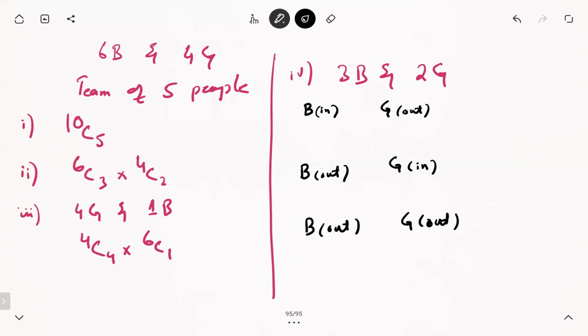So how will you make the first one? Boy in and girl out. It looks like you are busy. Am I right?